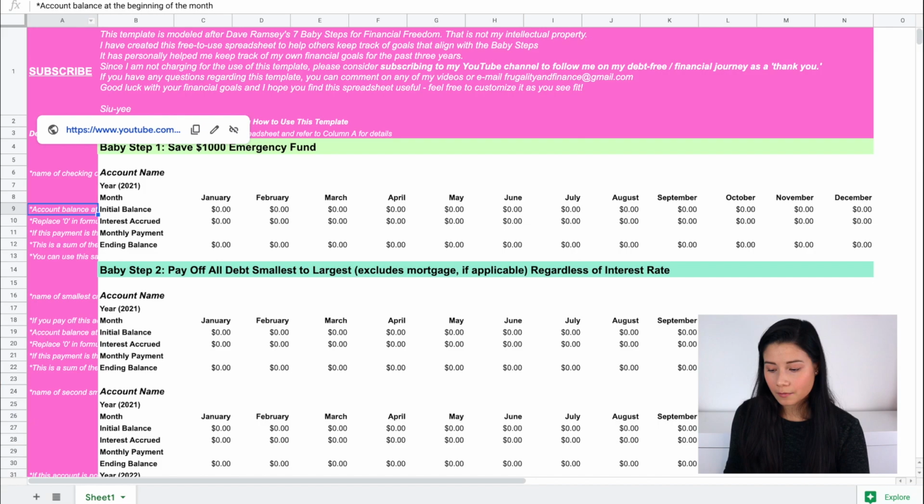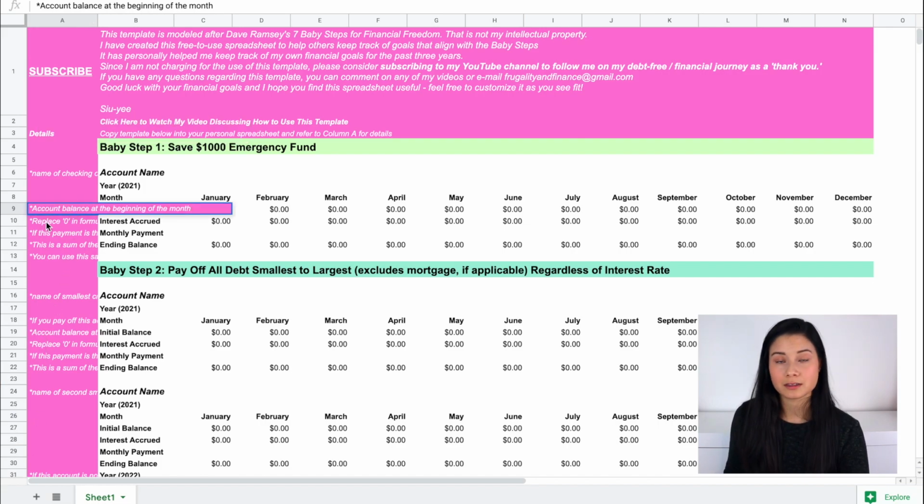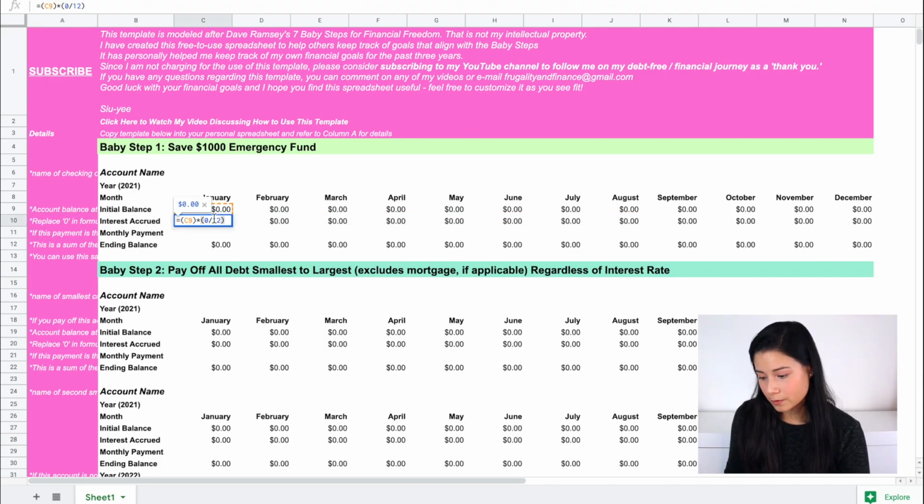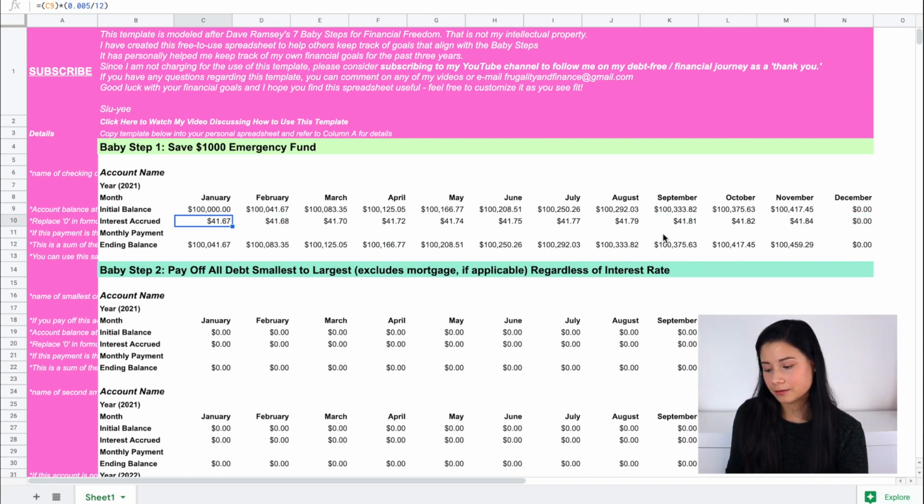In the A column, I have added some mini instructions of how to populate these cells. And as you can see in the interest accrued instruction, I actually specify what this means. So if you have 0.5% APY, you will replace that 0 with 0.005 in this particular formula. So it would just be written like so. If that happens to be it, you write 1 here, drag it to the other cells. If it's only $1, you're not going to make that much. You'll see that there's interest populating every month.